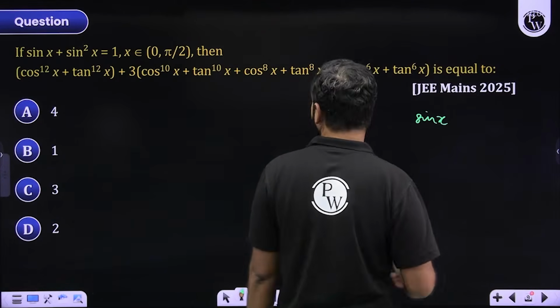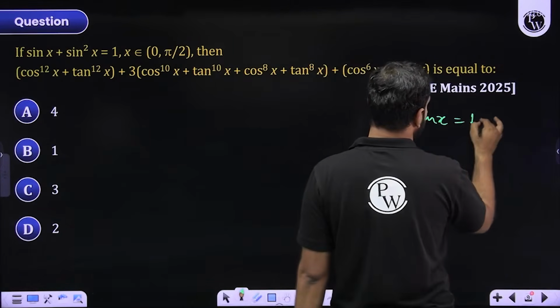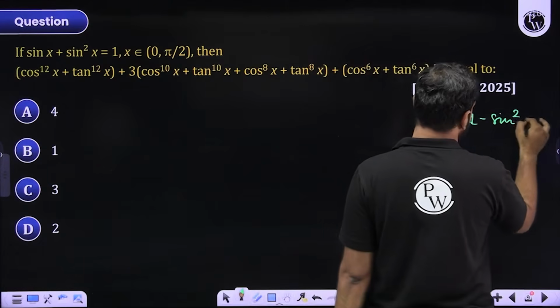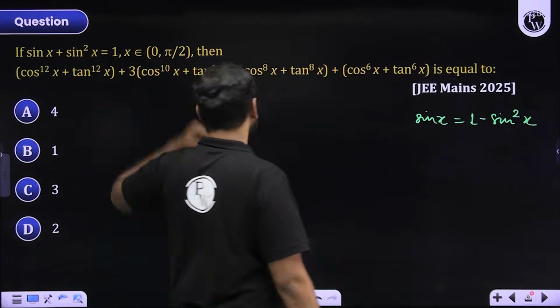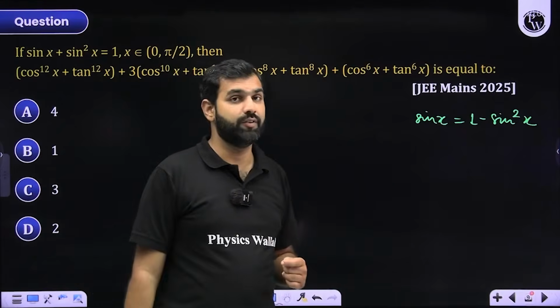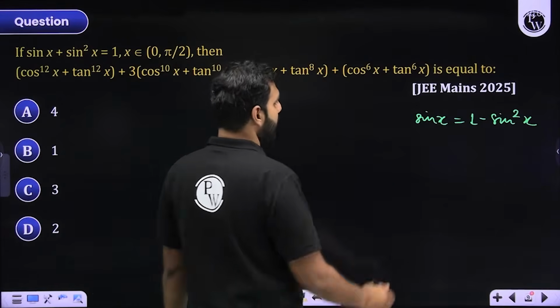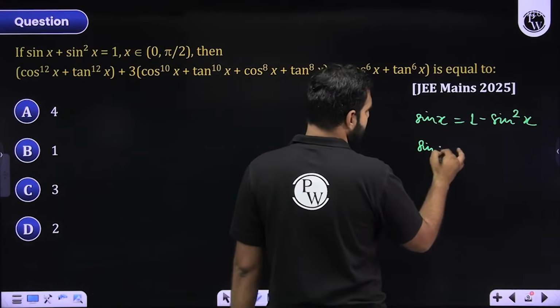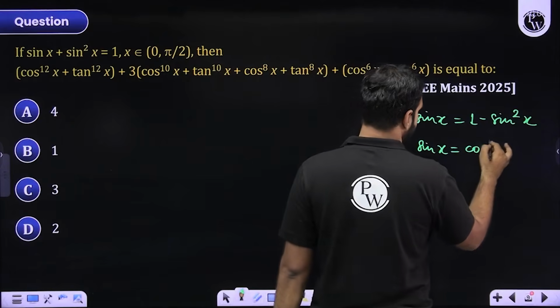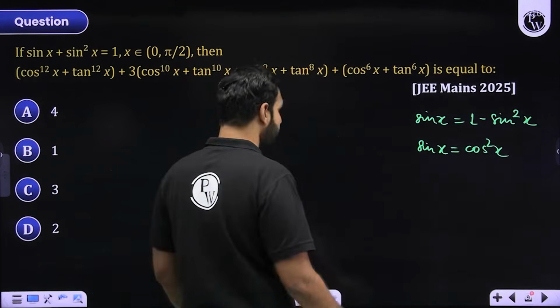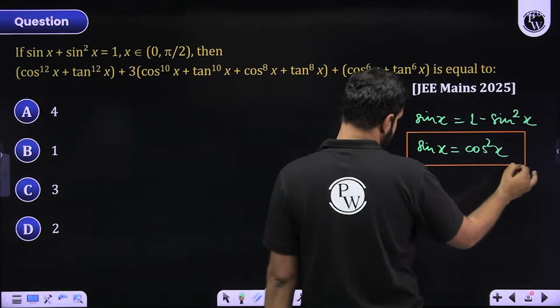Can I say sine x will be 1 minus sine square x? So sine x can be written as 1 minus sine square x. I can take this sine square x on the right hand side. What is 1 minus sine square x? We know the identity, it is cos square x. So I can write sine x as cos square x. So this is a result which I will remember and I would like to use it somewhere in the question.